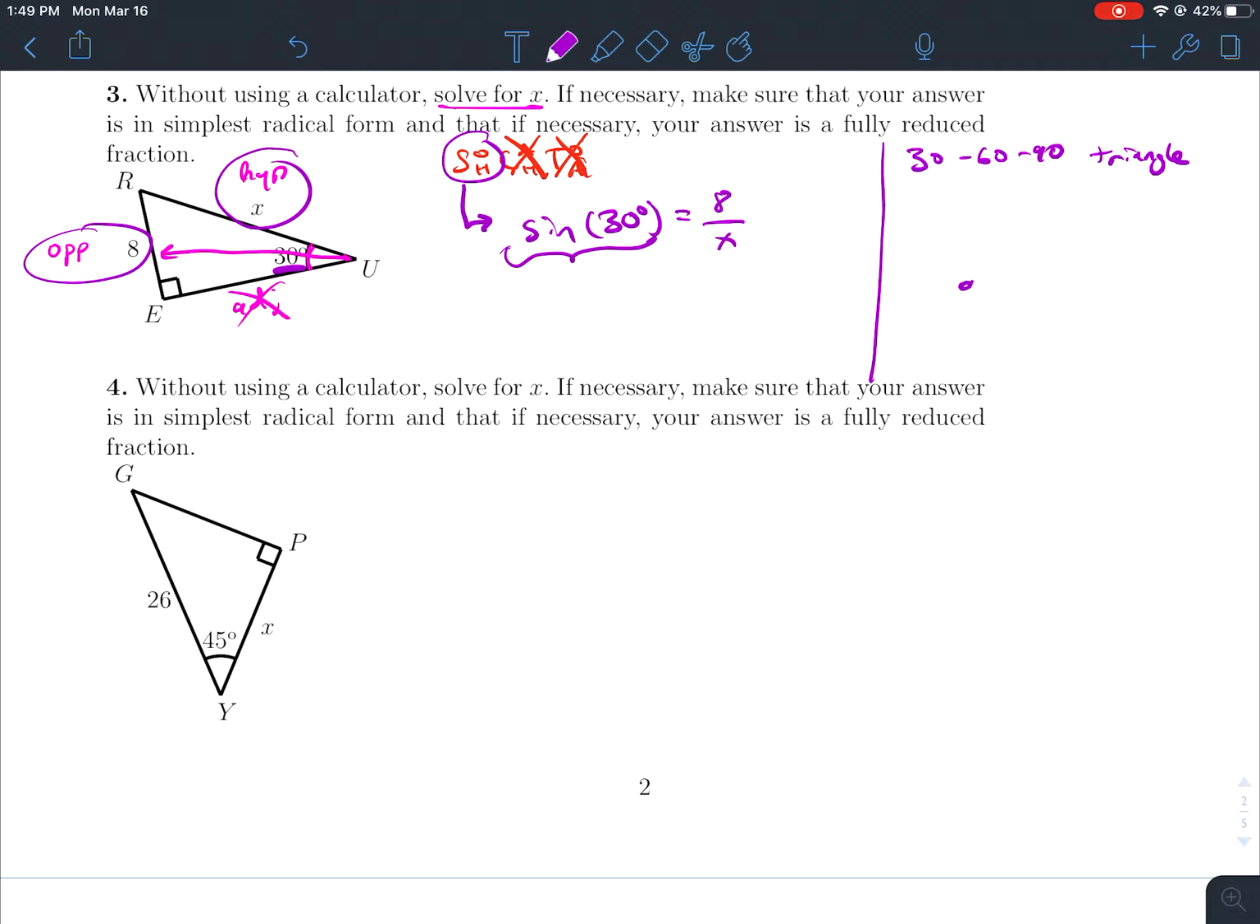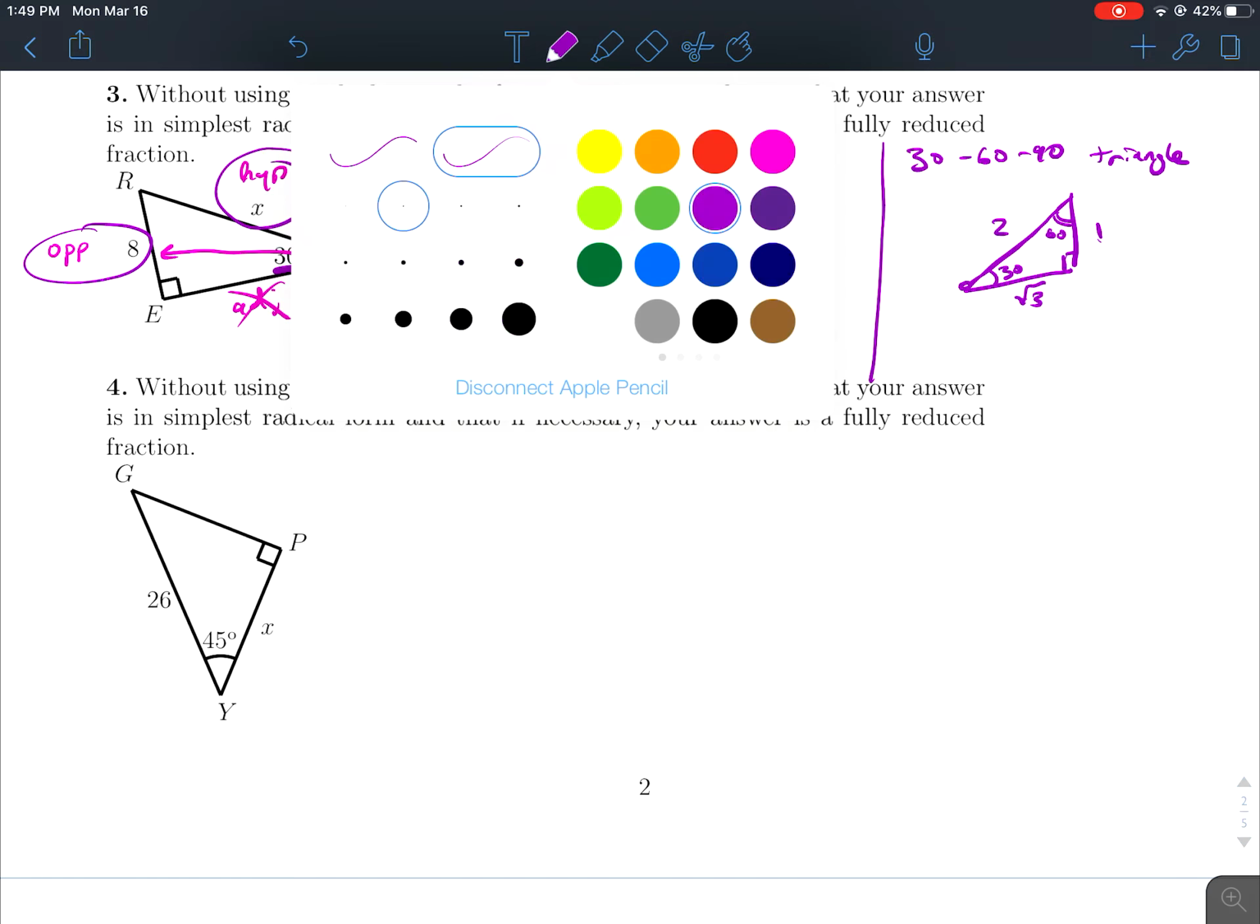But you don't get it provided for you. You have to remember it. So here we go. We've got our 30, 60, 90 triangle. So this will be 30 in the bottom left always, 60 in the top. And then 1 is across from the 30, 2 is the hypotenuse, and then 1, 2, square root of 3 instead of 3. All right, so here we go.